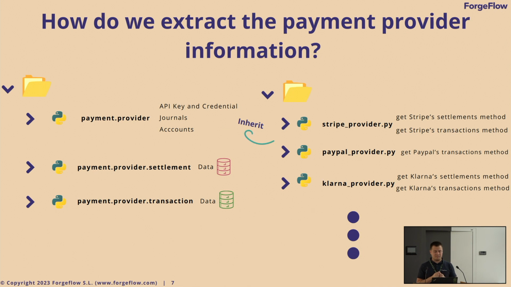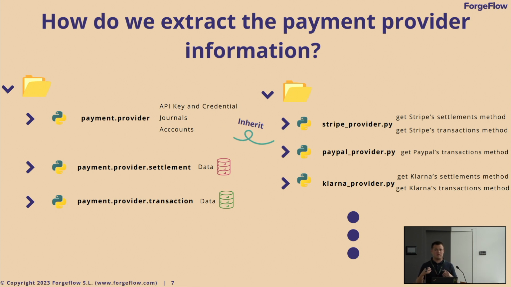How do we do that in Forge Flow? We have a common code that defines the payment provider fields, the information, the journals, the accounts that are going to be used, and the API key and credentials to connect to the API, and two models for the settlement and the transaction. And then we have the files for the Stripe provider to connect to the endpoint, to get the settlements and the transactions from Stripe, for example, and the same for PayPal and Klarna.